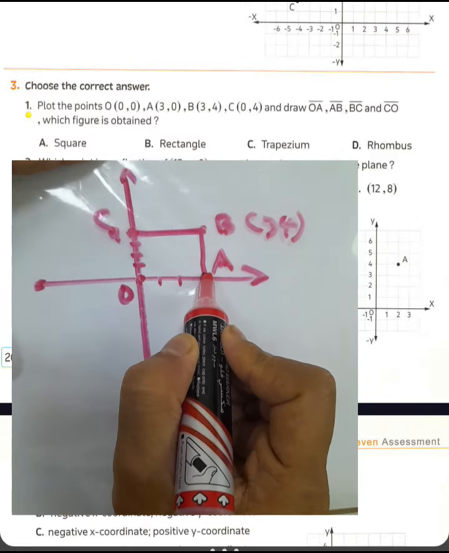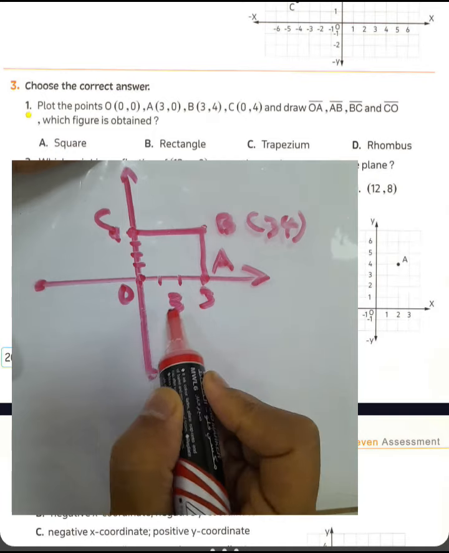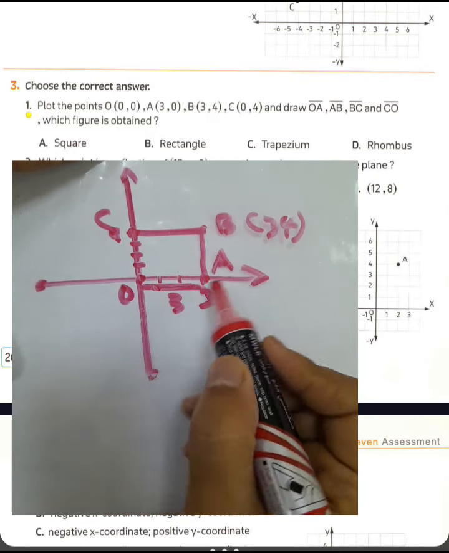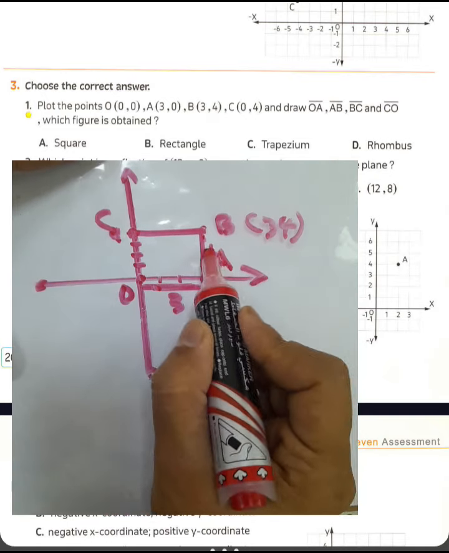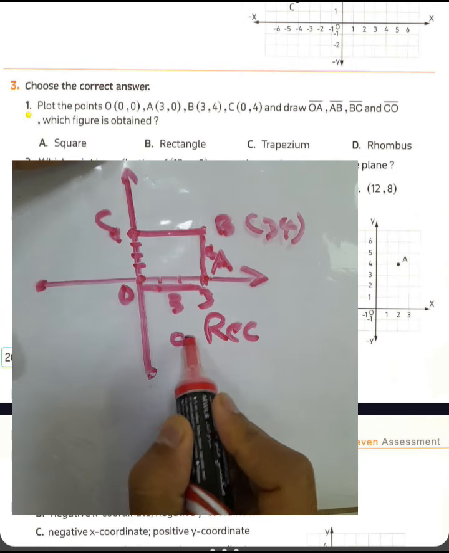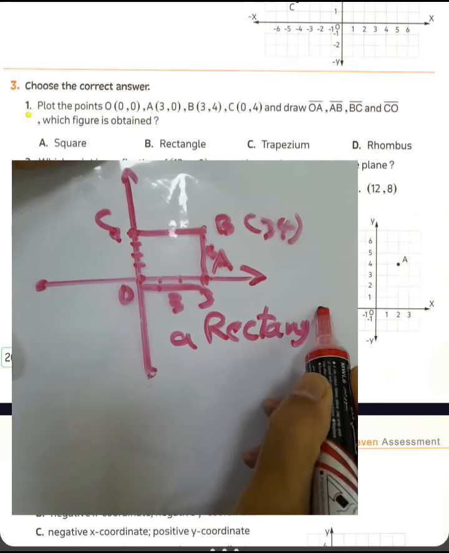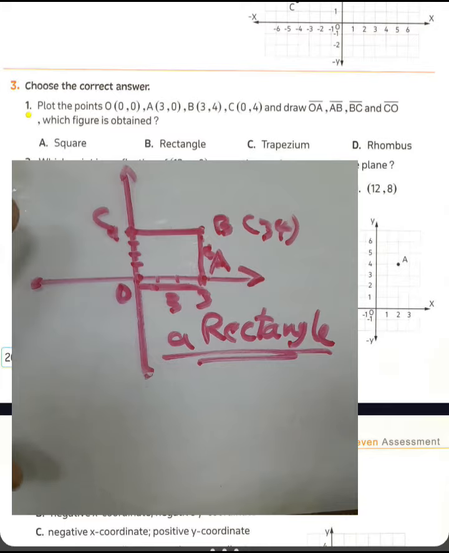Then we have the distance here, 3 units from 0 to 3, and here from 0 to 4, 4 units. Then we have a rectangle. We will have a rectangle.